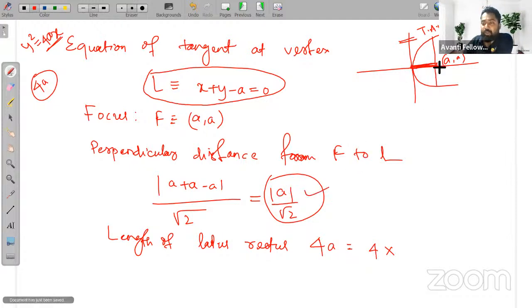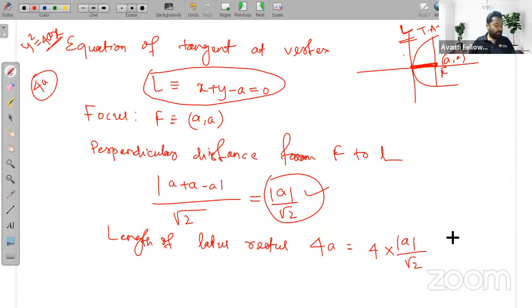this distance is also from the focus to the line L. This is my line L and this is my point F. Yes or no? So this is the length. This is the distance from the point F to the line L, and it is also a. Yes or no? So 4 into mod of a upon root 2.